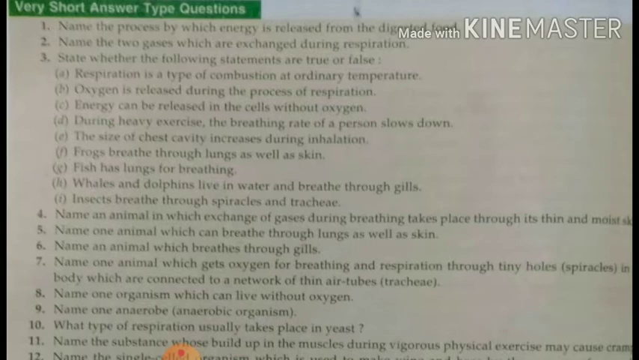Then question number 3, state whether the following statements are true or false. First one, respiration is a type of combustion at ordinary temperature. The answer is true. Then B, oxygen is released during the process of respiration. Answer is false. Carbon dioxide is released. Then C, energy can be released in the cells without oxygen. Yes, true. Then D, during heavy exercise, the breathing rate of a person slows down. Answer is false. It increases.